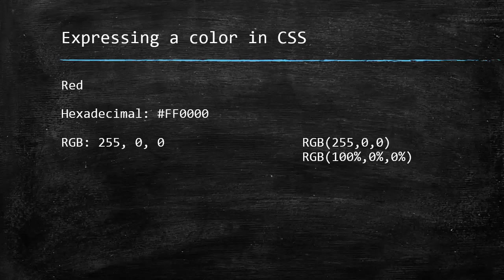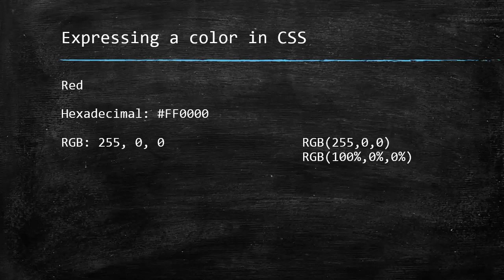Or you could use percentages and say RGB open brackets 100%, 0%, 0% close brackets. And remember that 255 is the maximum amount of that particular channel, which in this case is red. So that's why we've got 100% in that second example down there, because red is at 100%.